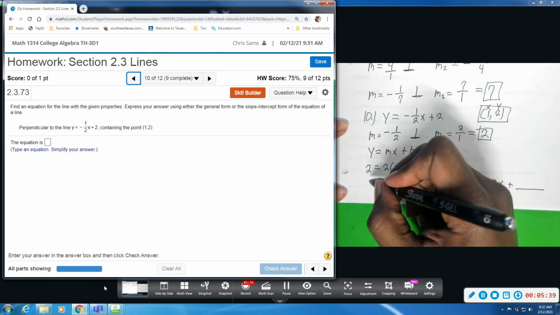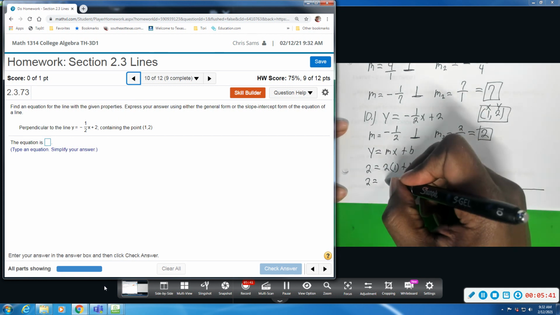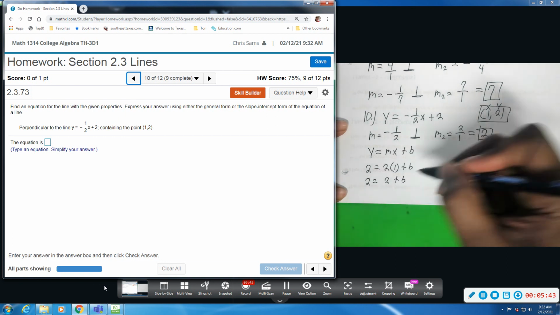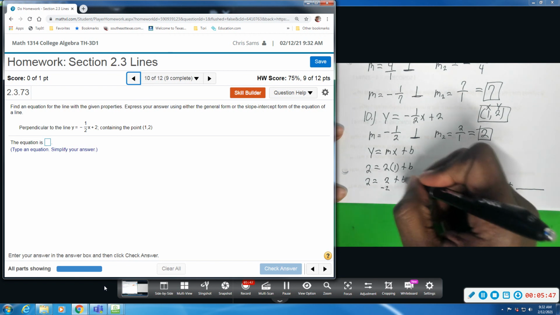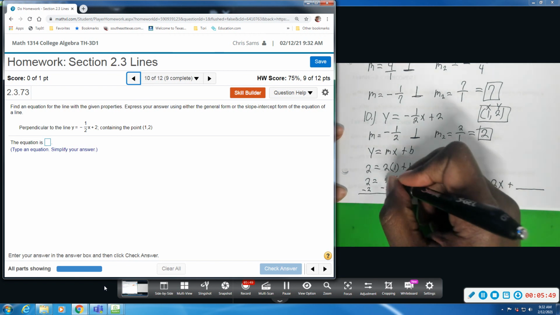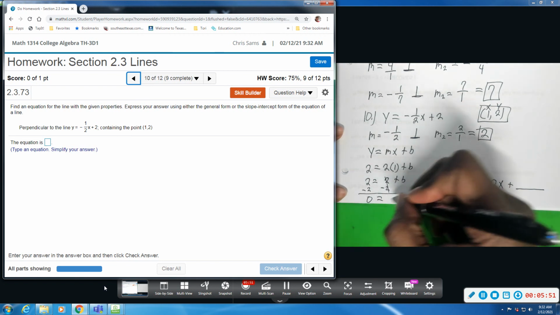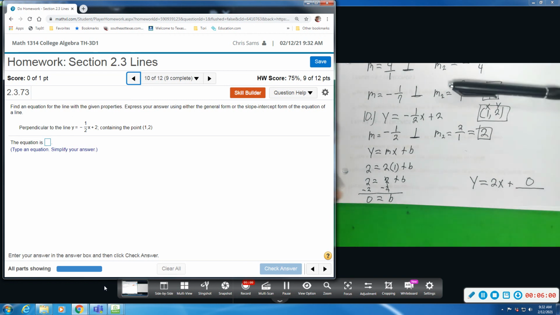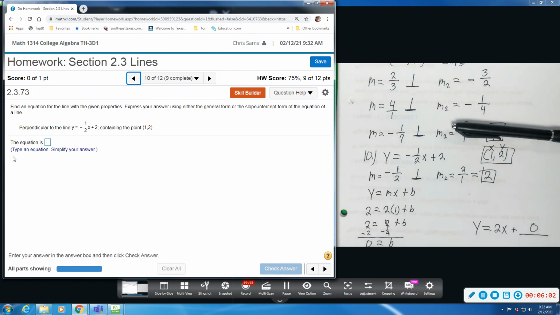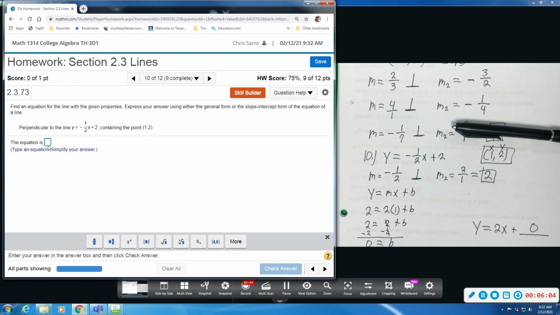Alright, so then we get 2 equals 2 plus b. And then to solve for b, we have to subtract 2 to get b by itself. Those cancel to 0, so we get 0 equals b. So we just plug a 0 here, or simply y equals 2x, because plus 0 will not change anything. So y equals 2x.